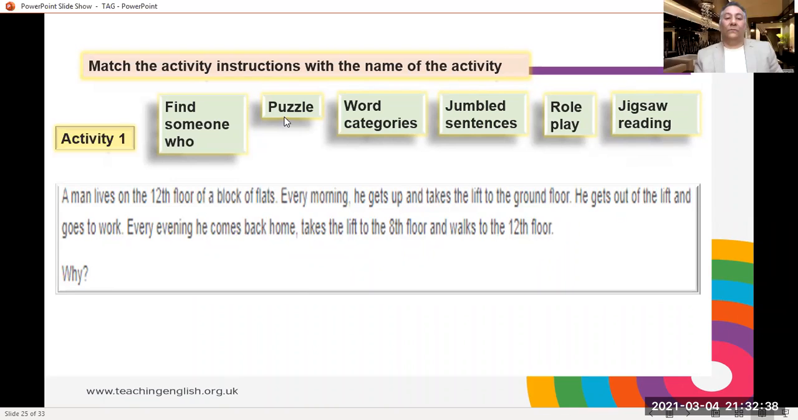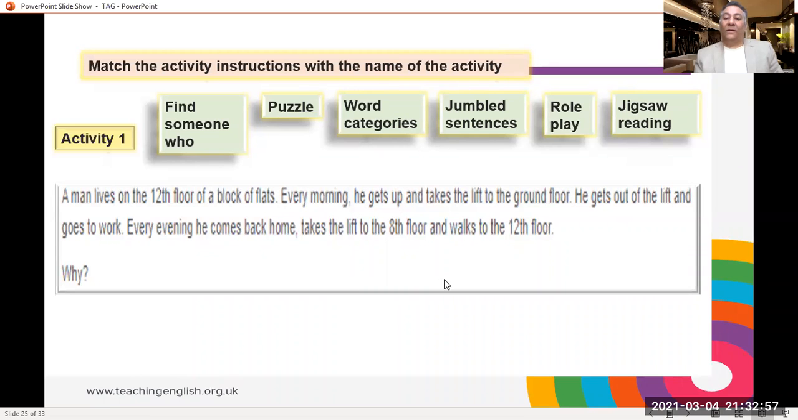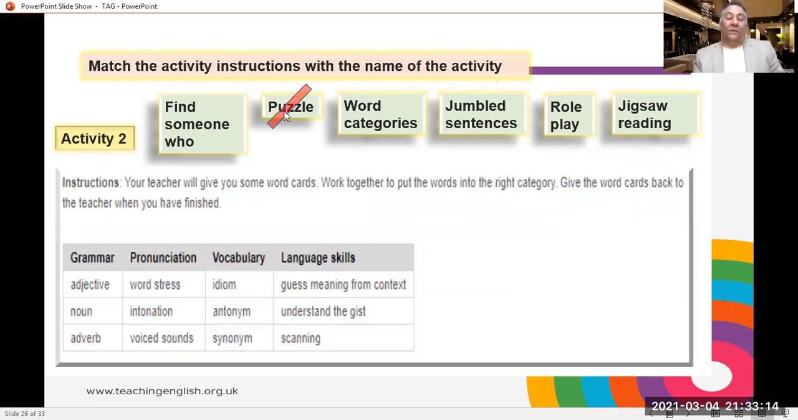Find someone who? Reading. Word category. Puzzle. Jumble sentences, role play, jigsaw reading. I think puzzle. Ms. Zainab said puzzle. You have another or a different opinion? So let's see. The correct answer is yes, it's a puzzle. So we chose puzzle. Let's go to the second activity.